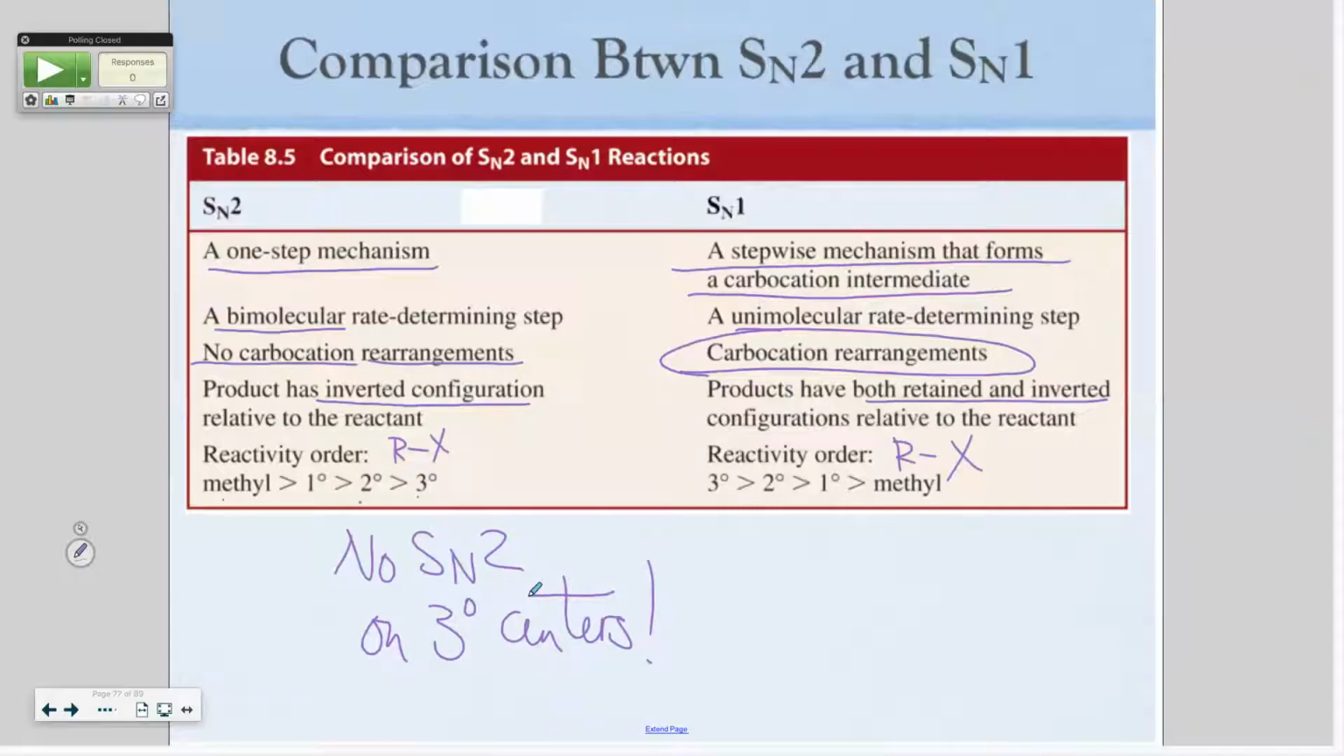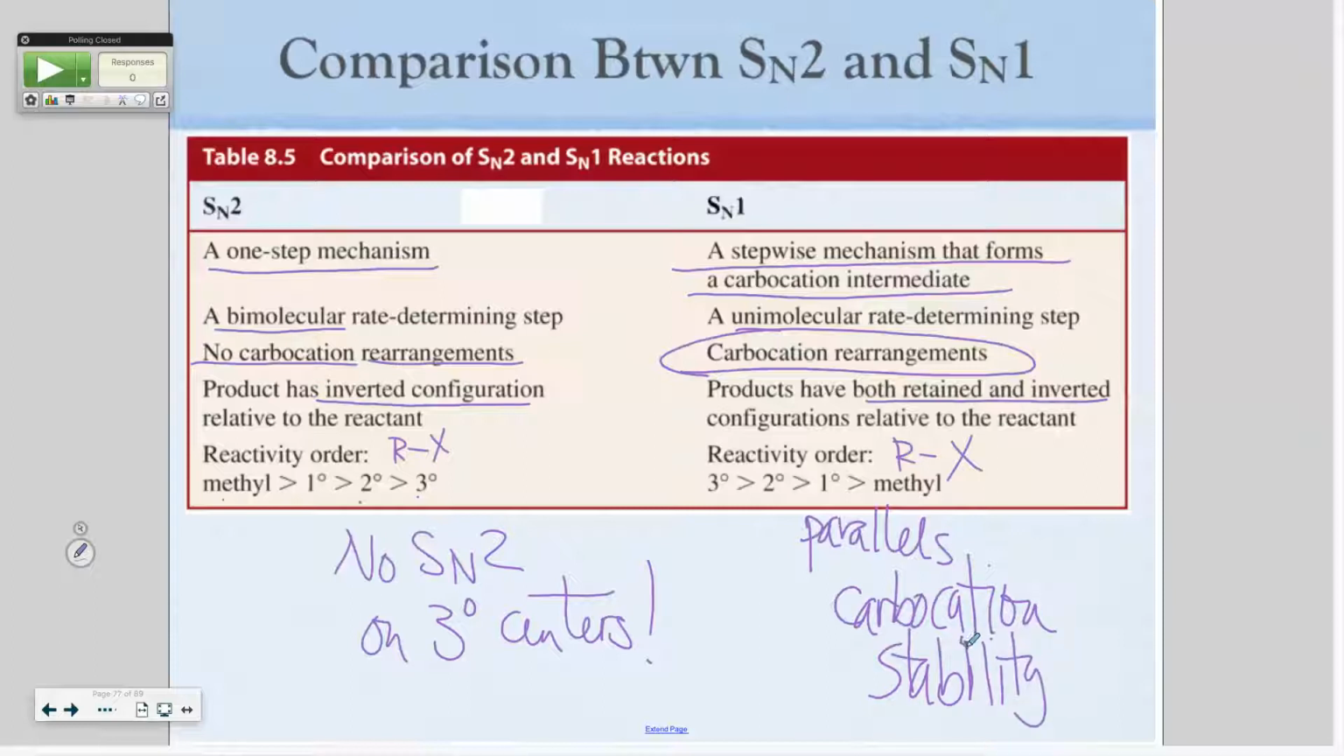Okay. Notice the SN1, tertiary, then secondary, then primary, then methyl. This parallels carbocation stability. Carbocation stability. Okay, that makes sense.